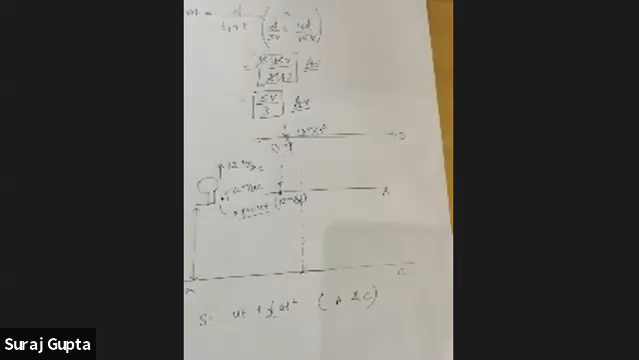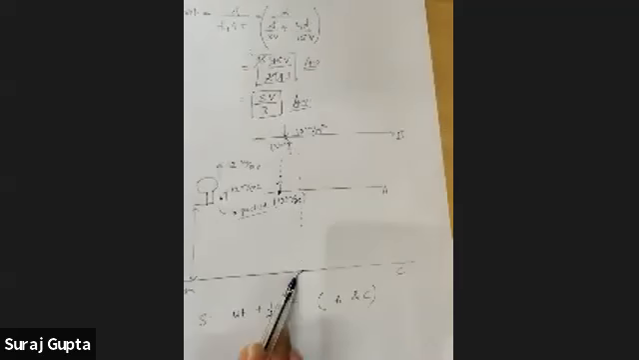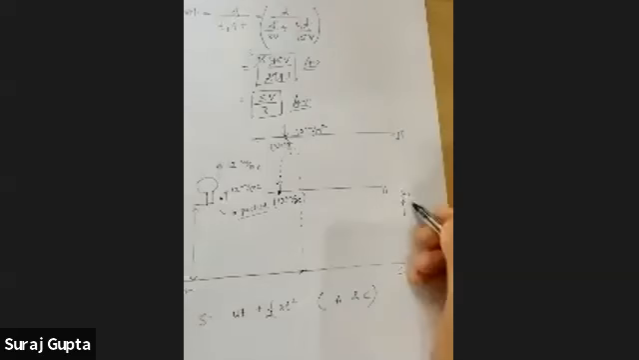You can apply S is equal to UT plus half AT square between points A and C directly, between the initial point A and final point C. And keeping one thing in mind, that sign convention should be there. What we are assuming is that upward direction is positive and downward direction is negative.